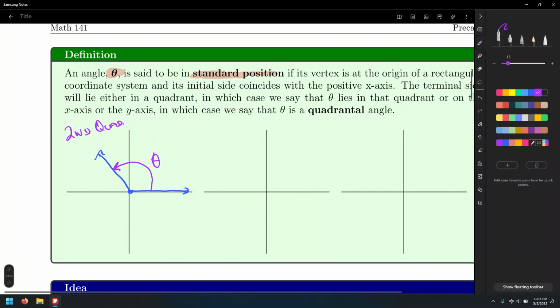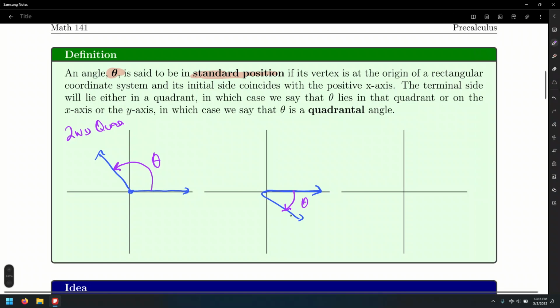What else? Of course, we could start at the initial side, which is the positive x-axis. We can also go about negative angles in this direction, that is, in the clockwise direction. And check this one out. Notice I'm mentioning here something about quadrantal angle. What is a quadrantal angle? Number one, before looking at quadrantal angles, this second angle right here happens to be in the fourth quadrant. So angles that lie inside a quadrant, we just say they're in the first quadrant, the second quadrant, the fourth quadrant, or the third quadrant, whatever they are.